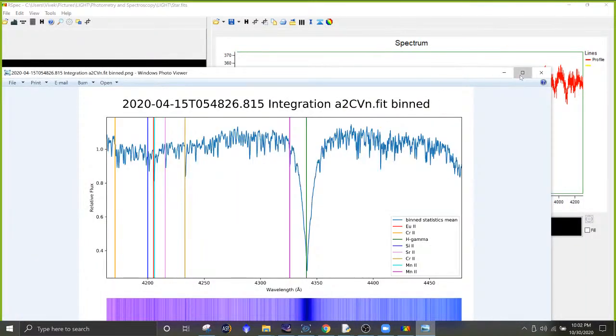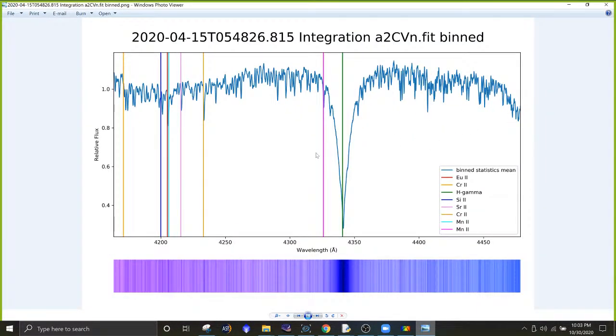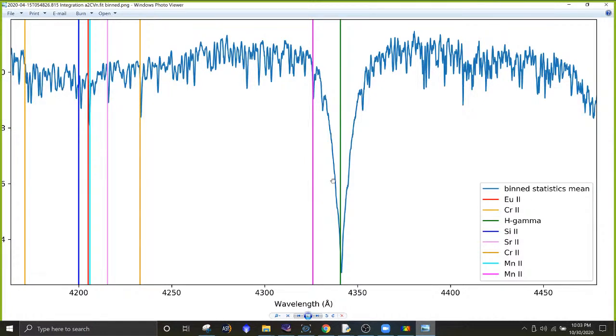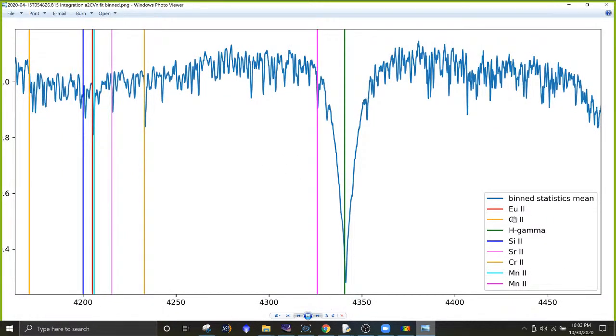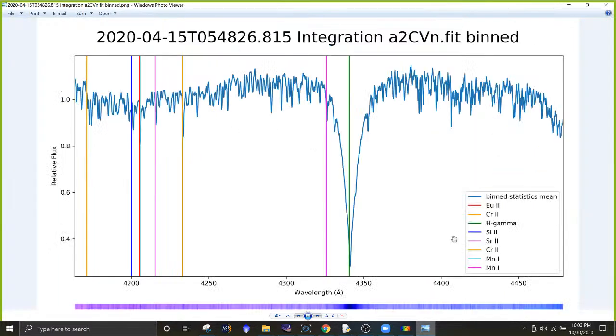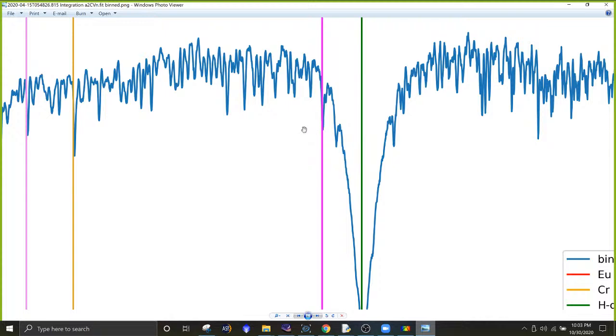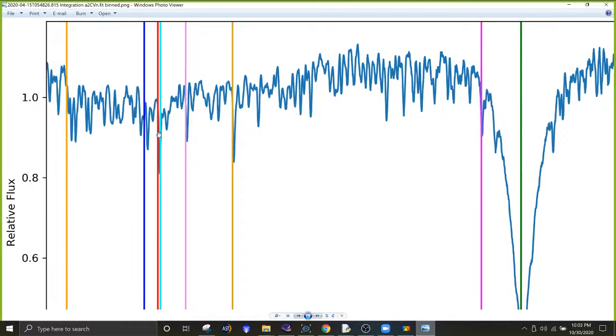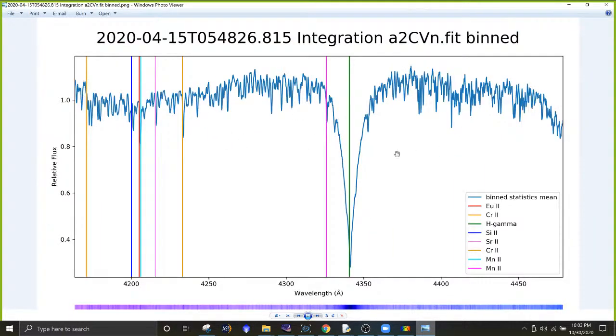So, here's an example taken earlier. This is a similar star. These are called chemically peculiar stars, so we've got a lot of strange elements here. You can see this star in particular has some europium, chromium, hydrogen. This is a hydrogen Balmer line. We've got silicon, strontium. This is the strontium line over here. We've got chromium and some manganese lines, and you can see them over here. And these are corresponding with the absorption lines.